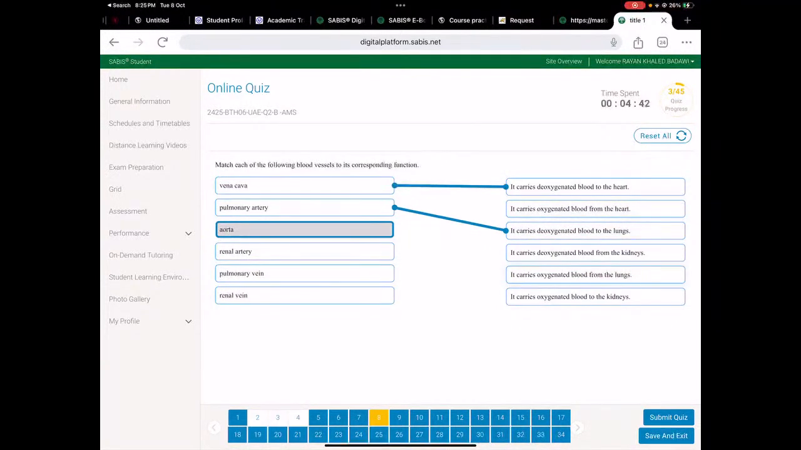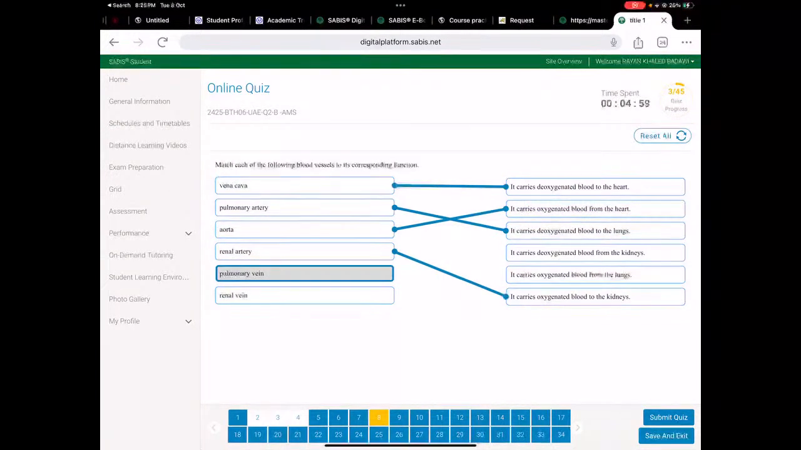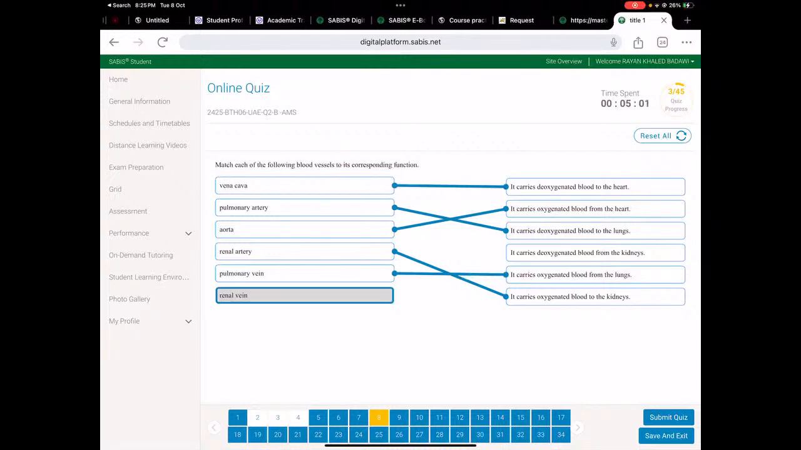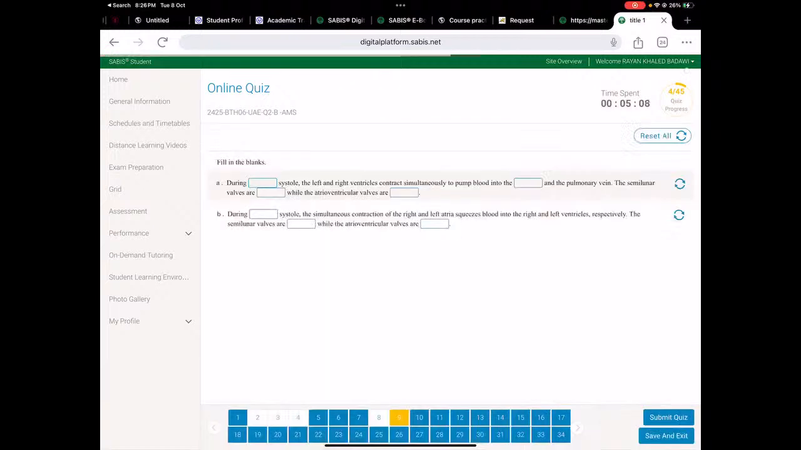Aorta carries oxygenated blood away from the heart. So it carries oxygenated blood from the heart. Renal artery, remember renal is related to the kidneys. Artery away from the heart, so it's going to be towards the kidneys and it's oxygenated. Pulmonary vein is oxygenated from the lungs towards the heart. Renal vein from the kidneys back to the heart. Okay.